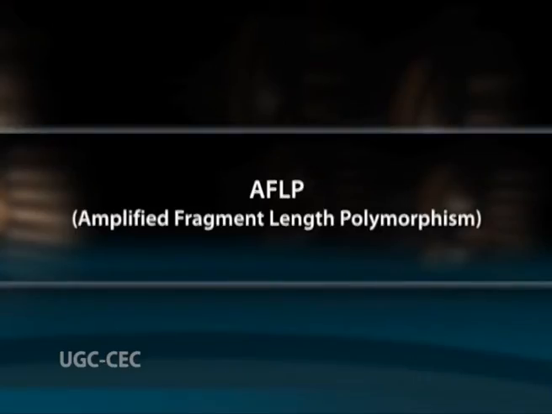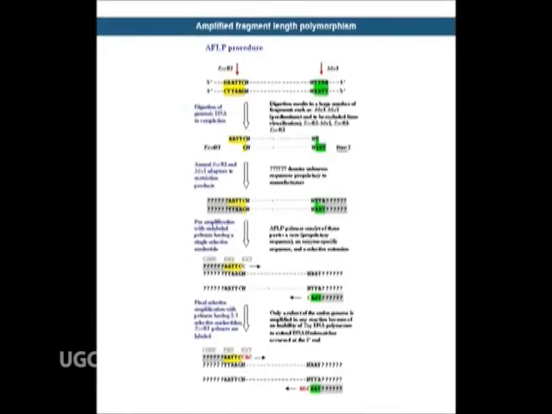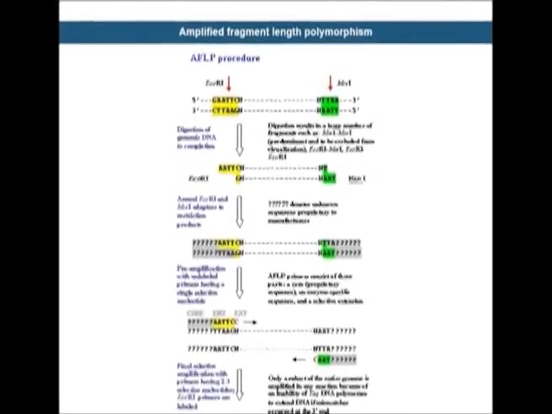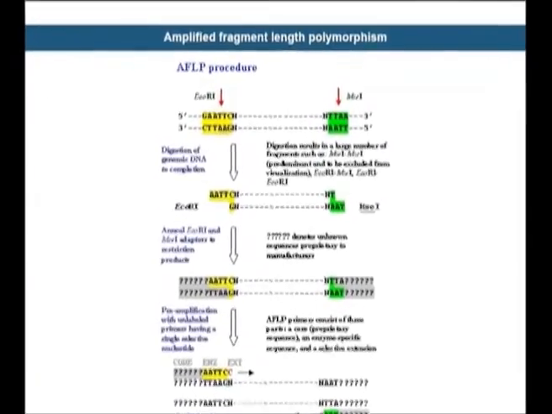Third one, amplified fragment length polymorphism or AFLP. The AFLP technique is based on the selective PCR amplification of restriction fragments from a total digest of genomic DNA to generate and compare unique fingerprints for genomes of interest. After final amplification, selectively amplified fragments are separated by gel electrophoresis and visualized autoradiographically.